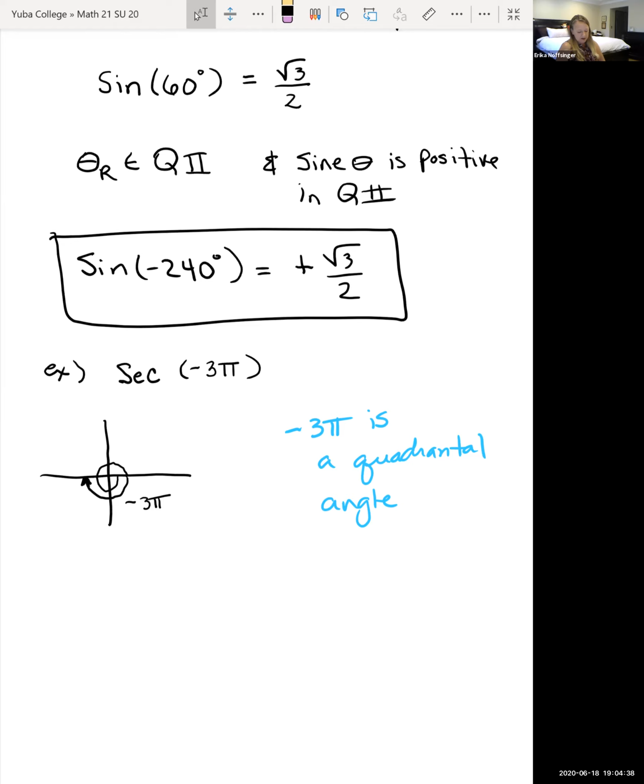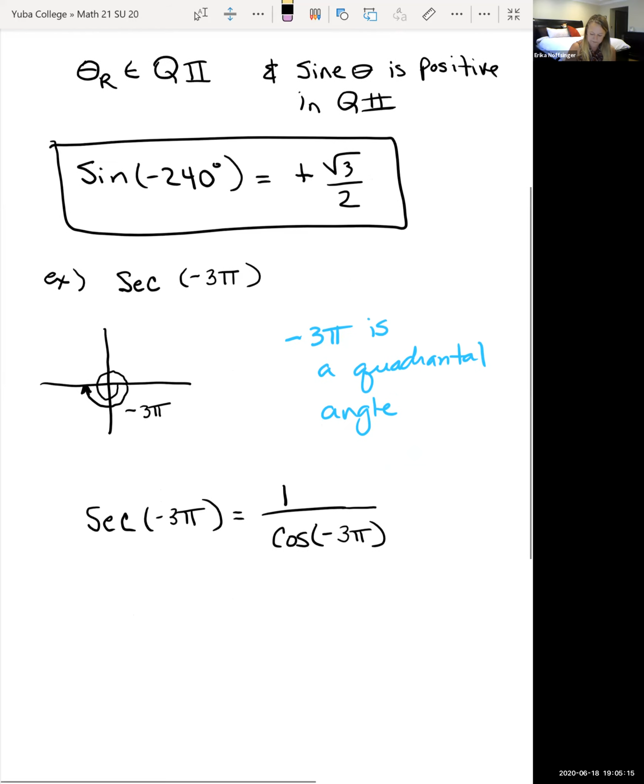Let's first rewrite this. Secant of negative 3 pi, to me, I don't like that because it's not in terms of sine or cosine. So let's first rewrite secant. I know that secant of negative 3 pi is equal to 1 over cosine of negative 3 pi. And that's using that identity formula or something? Yeah, that's just by definition of secant, it's 1 over cosine, whatever the angle is. I think we need to pause and actually look at quadrantal angles before we determine what this is. So let's come back to this in a minute.